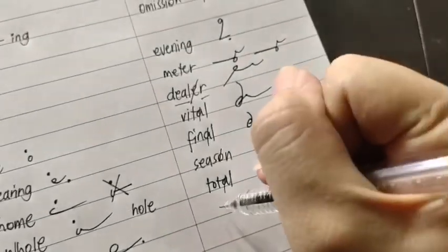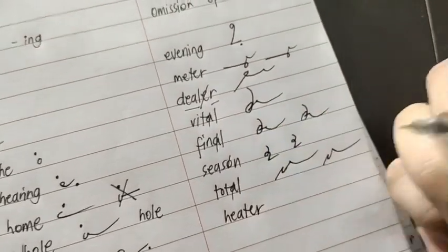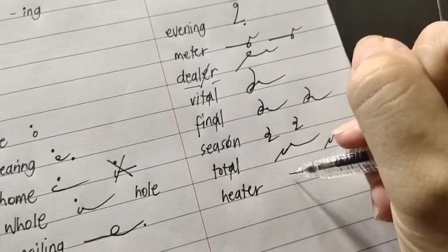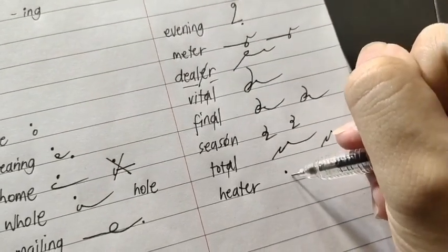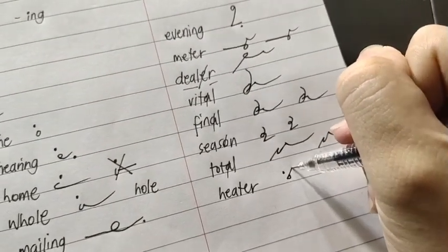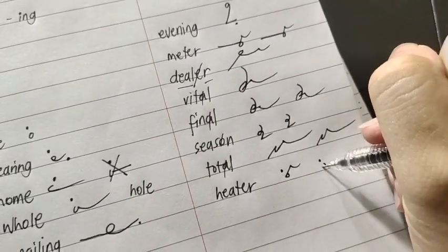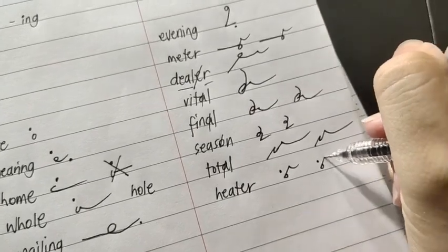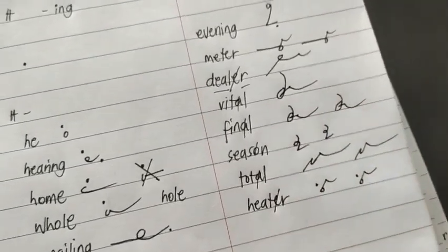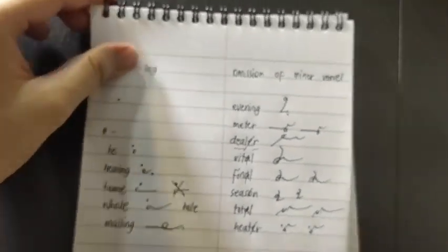So, last is the word heater. Okay. So, heater is H-E. Ayan. He. E. Heater. So, H. Ito yung heat. Heat yan. Lagyan mo ng ter. R na lang. Omit the E. Okay. Finally.